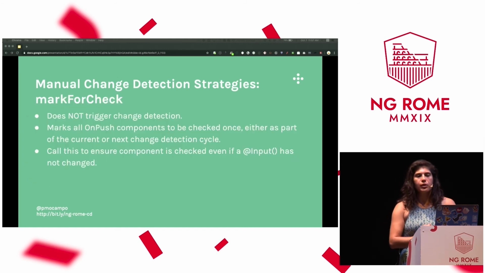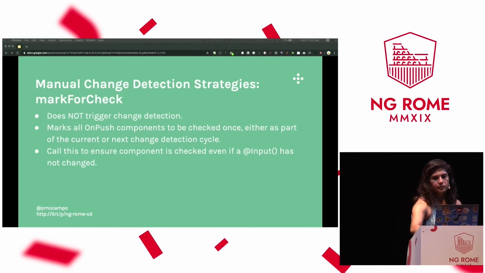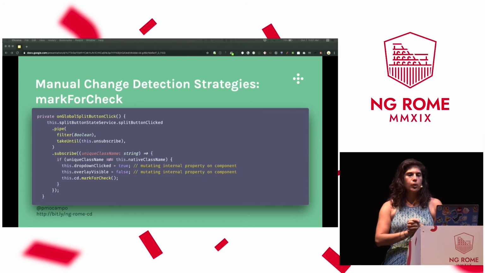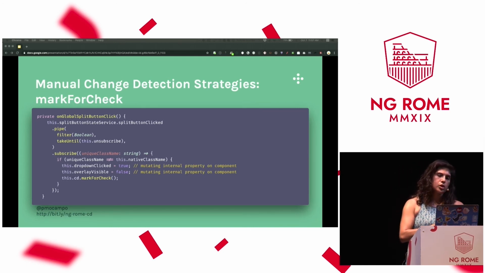The next is markForCheck. And it's great for asynchronous tasks where you don't want to immediately trigger change detection, but you do eventually want for those changes to be checked. In this example, we modify some properties on a component in an observable subscription. We don't immediately want to run change detection, but we do want these changes to eventually be reflected later on.